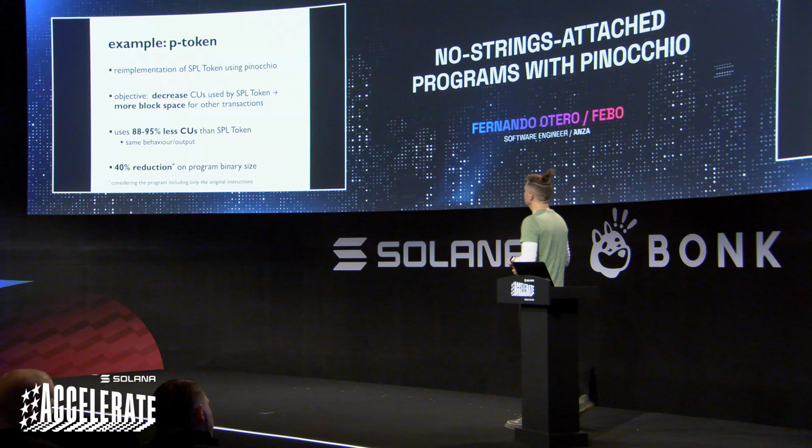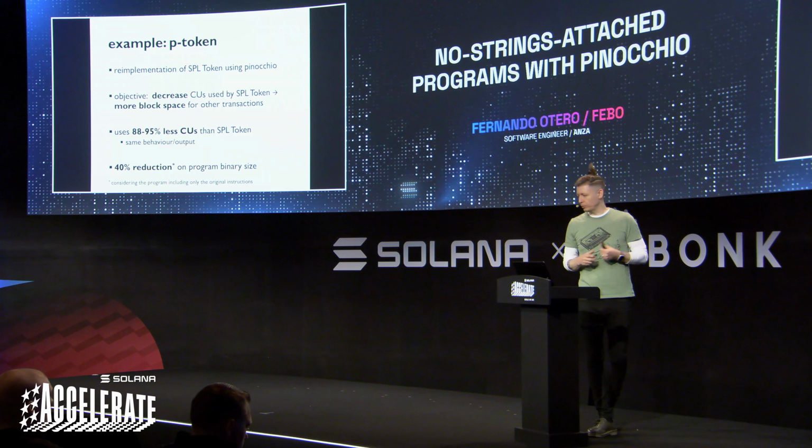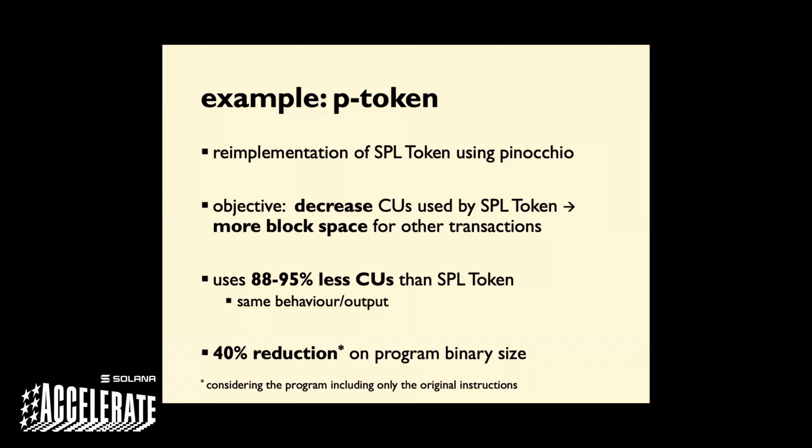All right, so what sort of gains can you expect by using these things? Here I pull up two examples. First of all is P-token, which is the reimplementation of the SPL token using Pinocchio. The objective here was to decrease the amount of CU used by the token program, because if we manage to do that, we free up CUs for other transactions to be executed in the block. In the end, we managed to reduce the CUs used by the token program by 88 to 95%, depending on the instruction that you are executing.